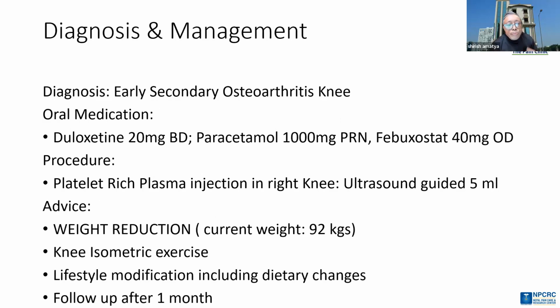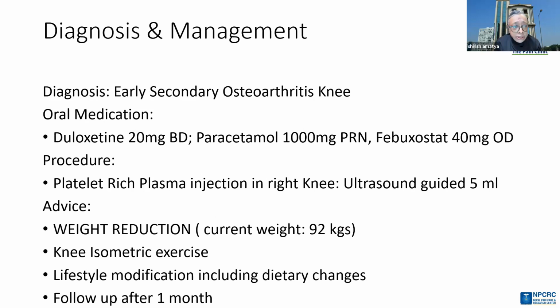Okay, so regarding the diagnosis and management, we diagnosed this case as early secondary osteoarthritis of the knee. Why secondary osteoarthritis in the knee? Because the patient is male, and he had everything else normal, and in the history he said that occasionally he had a problem of high uric acid, and that can be a source of knee pain this time also.